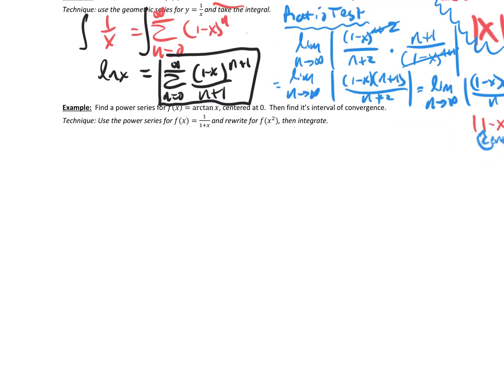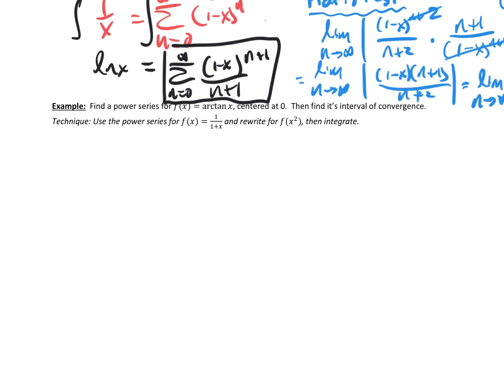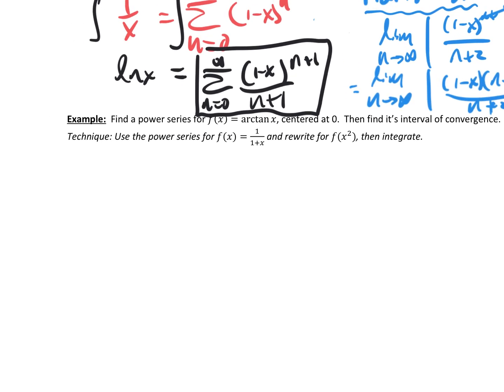Last but not least, what about a series for arctangent here centered at 0? Well, we know that the derivative of arctangent, so if f of x is arctan, let me erase this here. There we go. If f of x is arctan, then f prime of x is 1 over 1 plus x squared. Again, we defined f of x as arctan here.